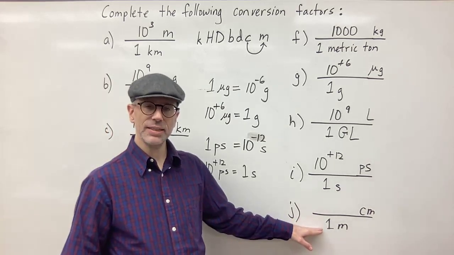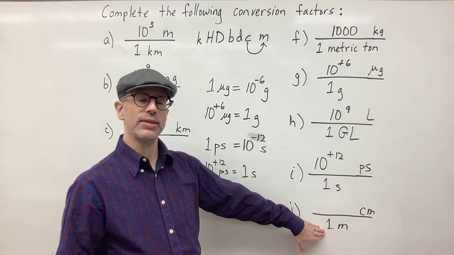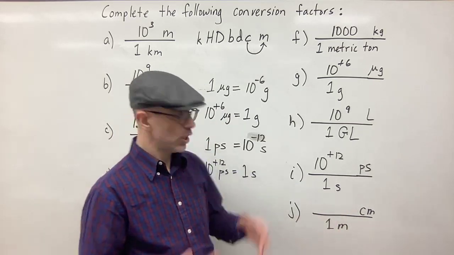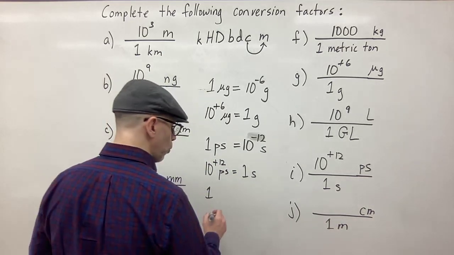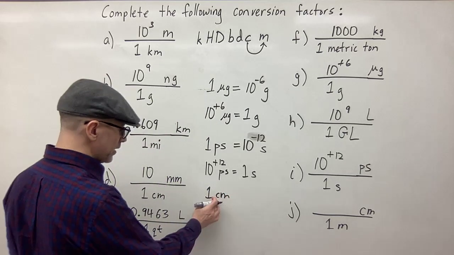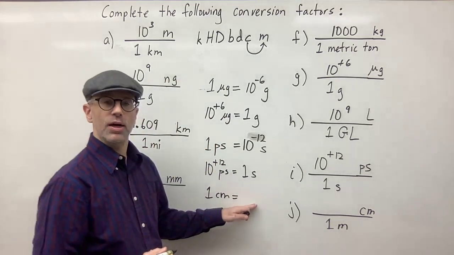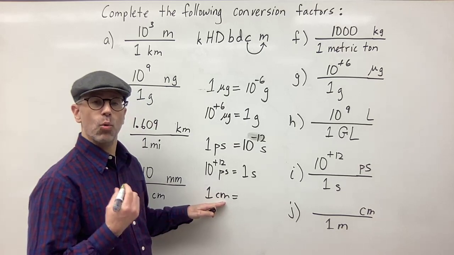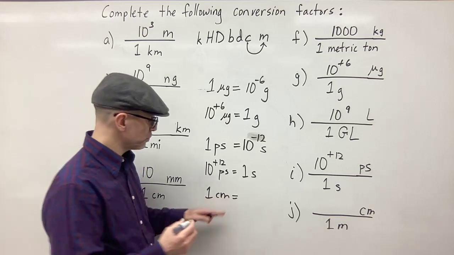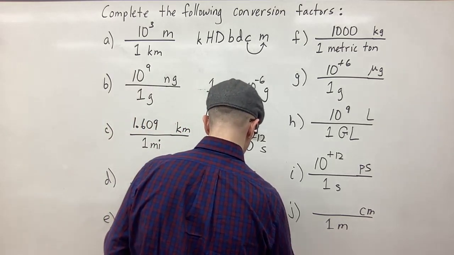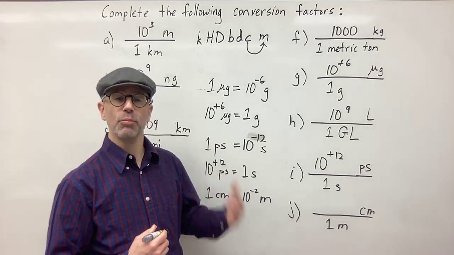And last but not least, we have 1 meter is equal to centimeters. Again, we have the 1 with the base unit, now with the prefix unit. So we'll start with what I like to do. So I like to put the 1 with the centimeter with the prefix. And then that's going to be equal to, centimeter. So what is centi? Centi is 1/100th, or 10 to the negative 2. So 10 to the negative 2 meters. So 1 centimeter is 1/100th of a meter.